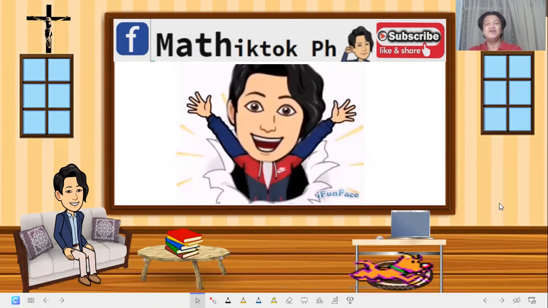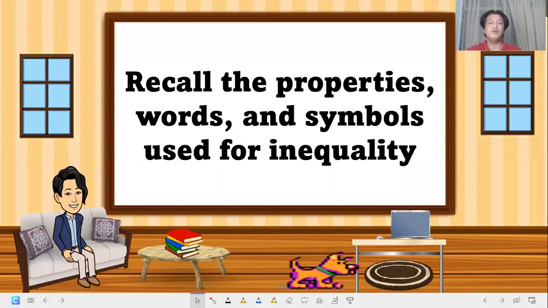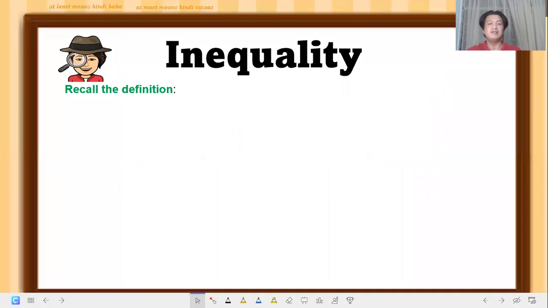So with that, our objectives of the lesson: first, recall the properties, words, and symbols used for inequality. And second, solve word problems involving inequalities. Ito po yung kailangan natin matutunan na skills. It's all about the problem solving. Okay, with that, let's recall the properties, symbols, words for inequality.